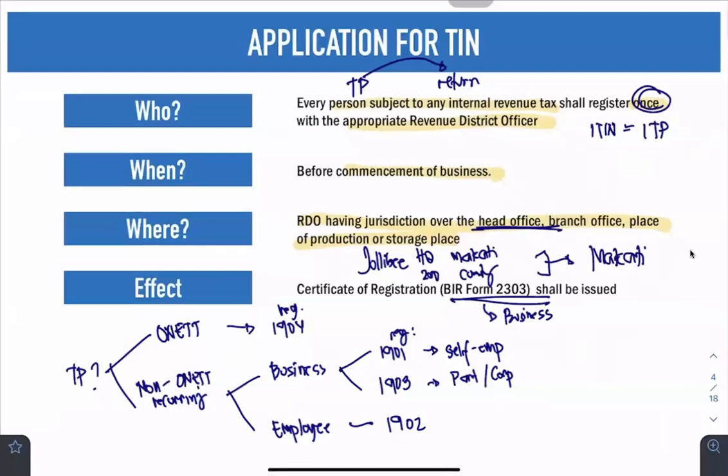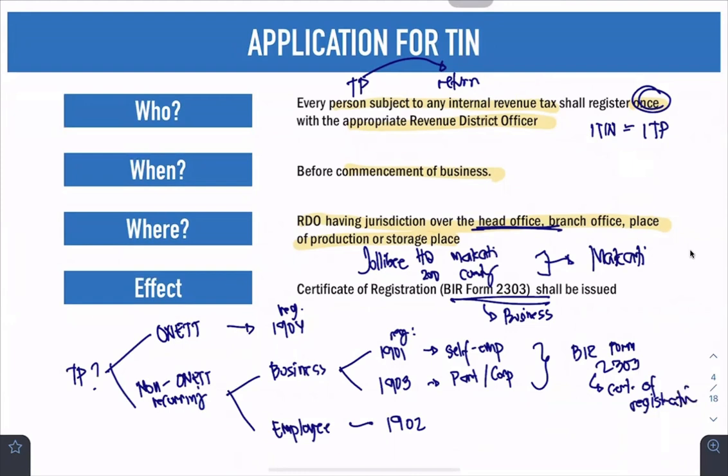Now, we said there is a corresponding form that will be given to you if in case you're a business. You are given a BIR form 2303. What is this BIR form 2303? This is your certificate of registration. So 2303 will be given to you upon registration if you are a business.